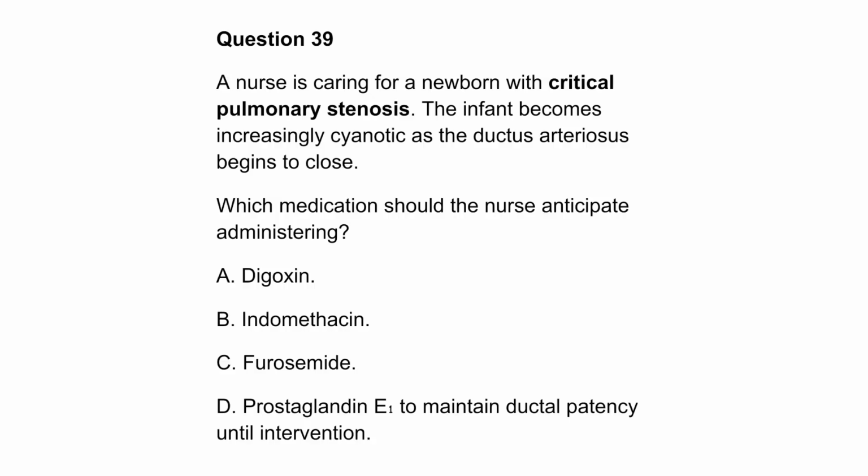Question 39. A nurse is caring for a newborn with critical pulmonary stenosis. The infant becomes increasingly cyanotic as the ductus arteriosus begins to close. Which medication should the nurse anticipate administering? A. Digoxin. B. Indomethacin. C. Furosemide. D. Prostaglandin E to maintain ductal patency until intervention.